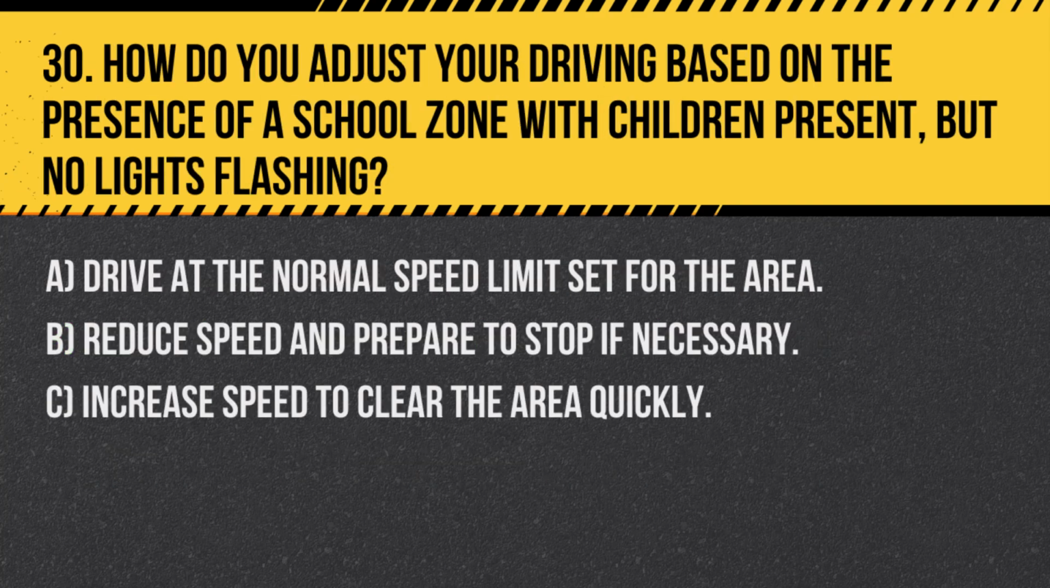Question 30. How do you adjust your driving based on the presence of a school zone with children present, but no lights flashing? A. Drive at the normal speed limit set for the area. B. Reduce speed and prepare to stop if necessary. C. Increase speed to clear the area quickly. Answer: B. Reduce speed and prepare to stop if necessary. Even without flashing lights, the presence of children requires a cautious approach to ensure safety.